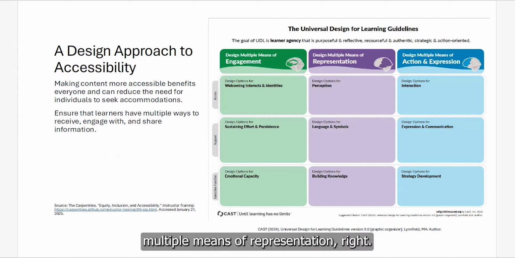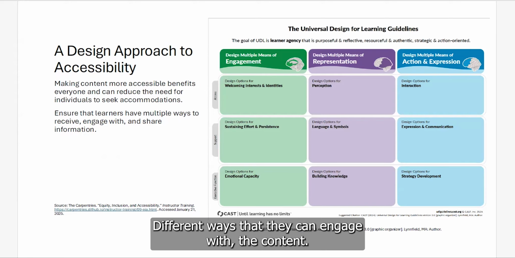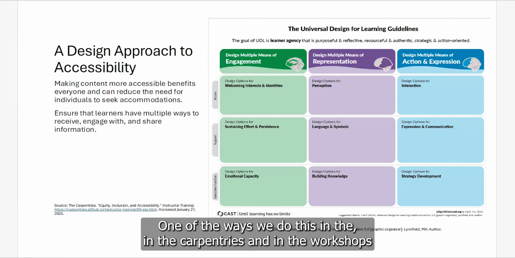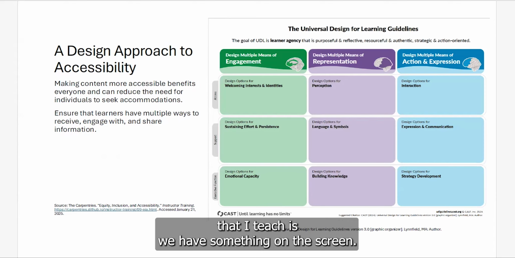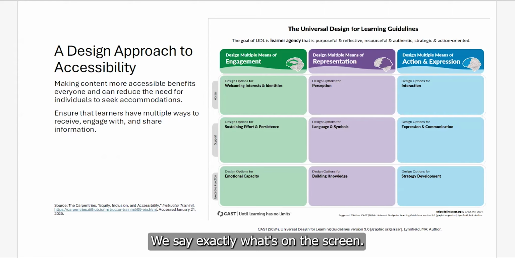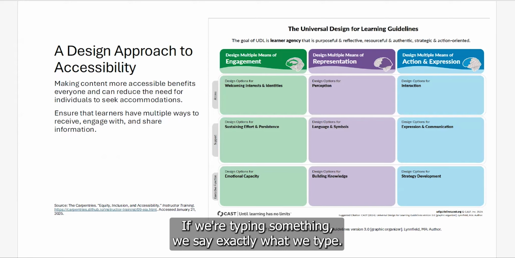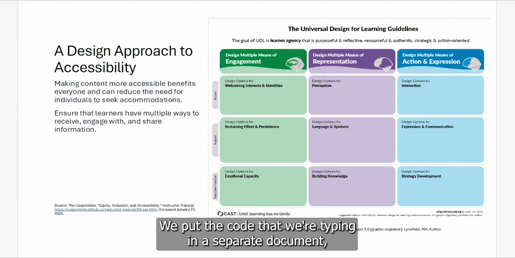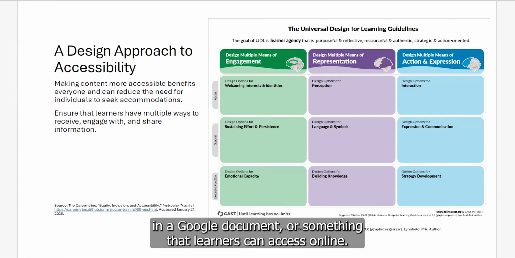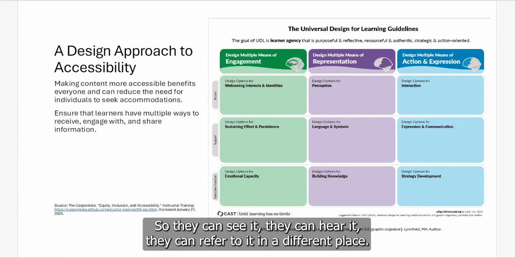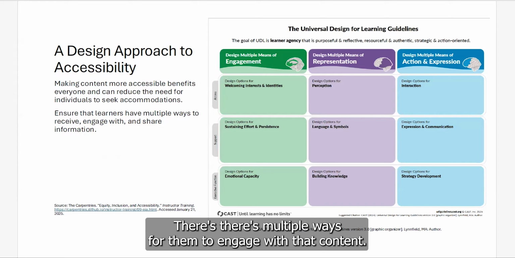Multiple means of representation, right? Different ways that they can engage with the content. One of the ways we do this in the Carpentries and in the workshops that I teach is that when we have something on the screen, we say exactly what's on the screen. If we're typing something, we say exactly what we type. We put the code that we're typing in a separate document, in a Google document or something that learners can access online, so they can see it, they can hear it, and they can refer to it in a different place. There are multiple ways for them to engage with that content.